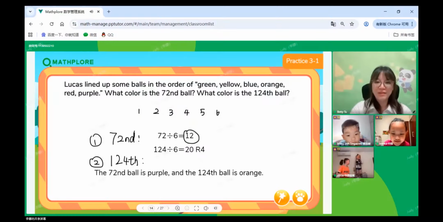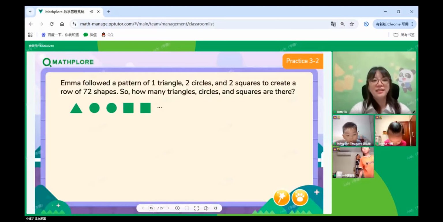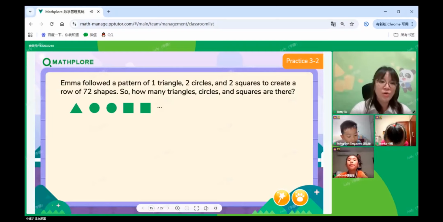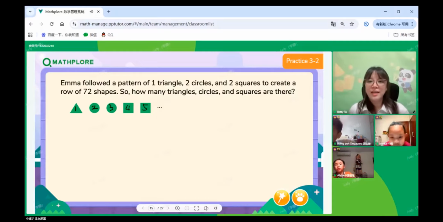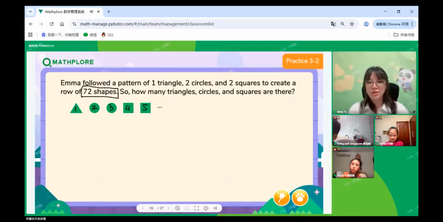So if we don't have a remainder, that will be the last one. If we have a remainder, that indicates the one in the group, right? So that's easy. And then let's take a look at this question. Emma followed a pattern of 1 triangle and then 2 squares and 2 circles and 2 squares to create a row of 72 shapes. So the question is asking how many triangles, circles, and squares are there respectively, right?